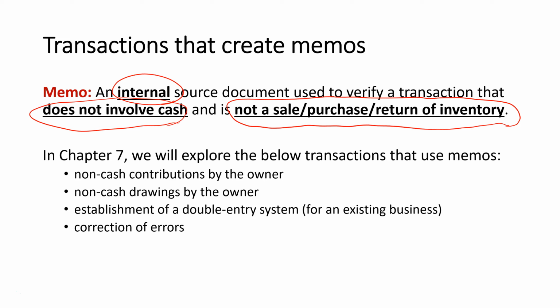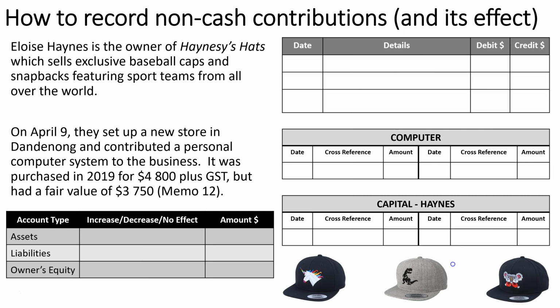So in Chapter 7 of our text, we're going to look at 4 different kinds of transactions that are all verified by memos. So there'll be 4 different videos that you can watch to have a look at how we record these. The first one we're going to have a look at is a non-cash contribution.